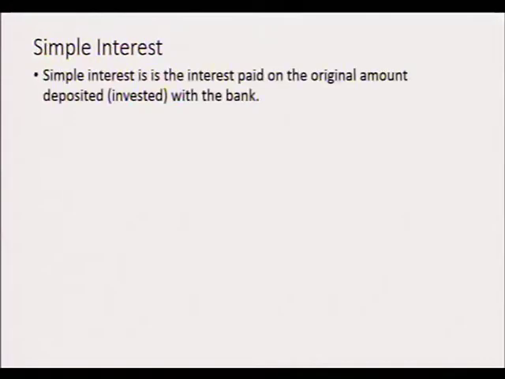Now, simple interest is simple because interest is added on the original amount deposited with the bank or with the institution that you are investing in. So your interest is calculated on the original amount that you invested. If you deposit or invest $100, then interest will only be calculated on the $100.